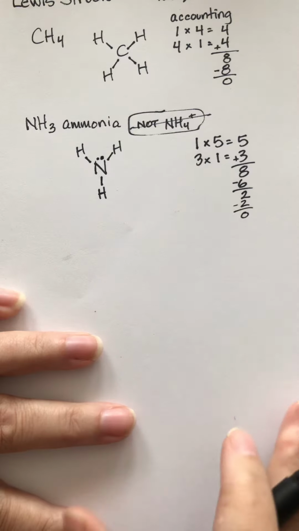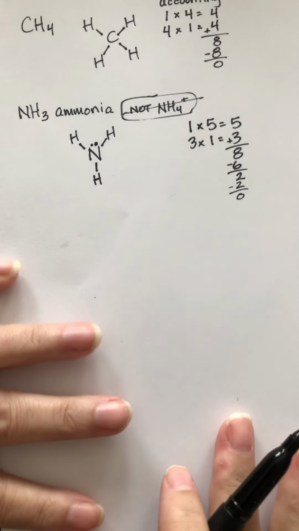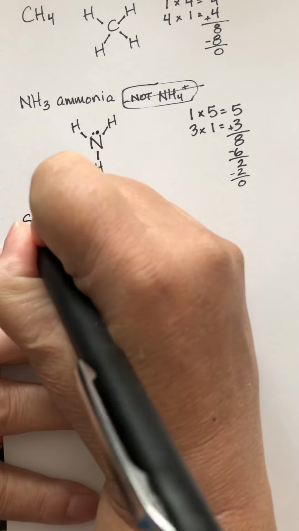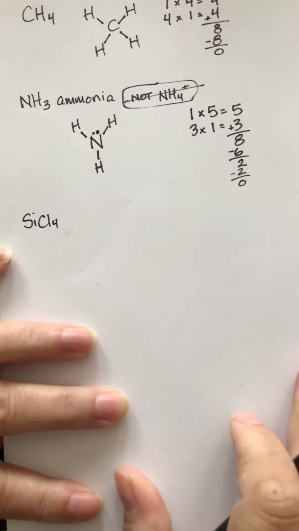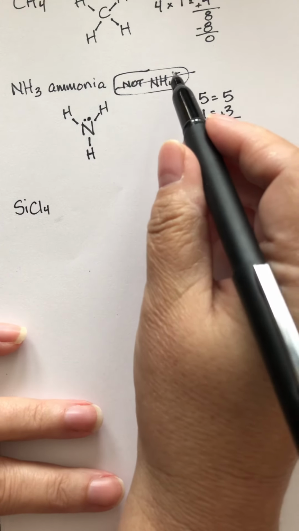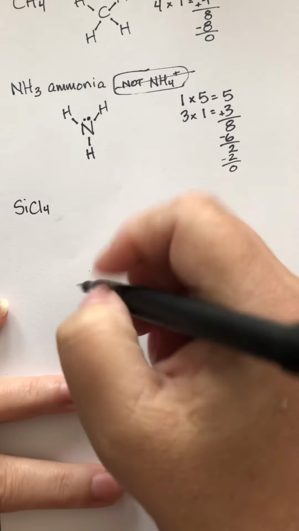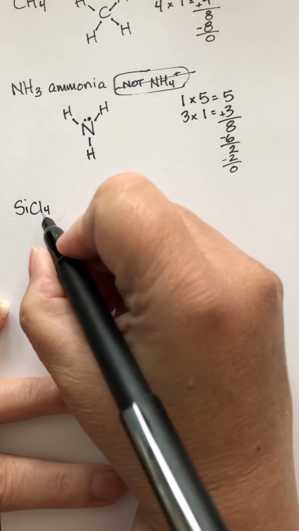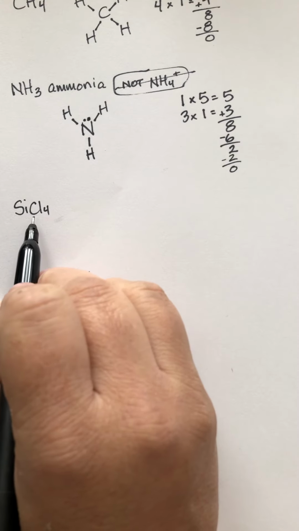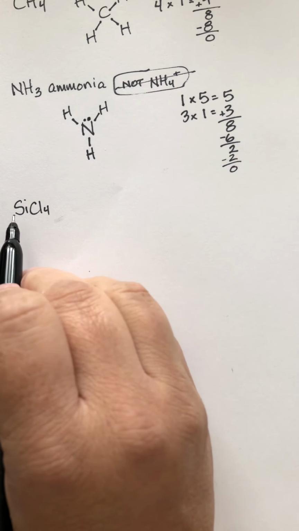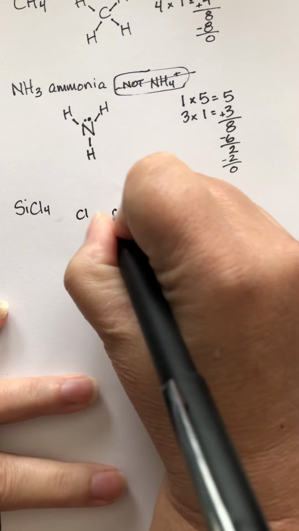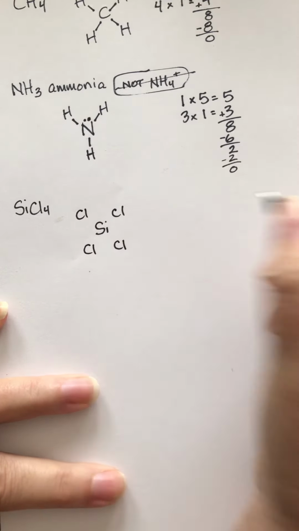Okay, so the next one on your worksheet was silicon tetrachloride, SiCl4. Let's do that one. And then I'm going to come back and let's talk afterwards about what happens when we have a charge. All right, silicon tetrachloride. My most electronegative element here is going to be chlorine. We always want the least electronegative on the inside. So we're going to put silicon on the inside, and we're going to surround it with our 4 chlorines.